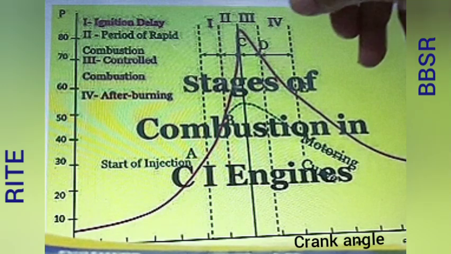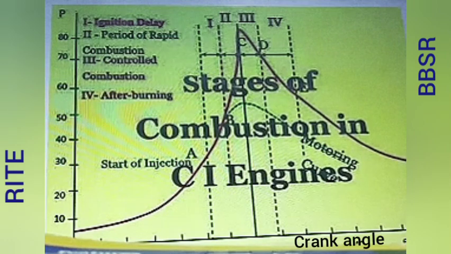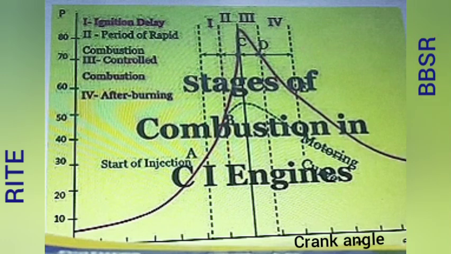The first one is called your ignition delay. This is also a preparation stage. The second one is called your period of rapid combustion or uncontrollable combustion. Third one is controlled combustion, and fourth one is after burning.